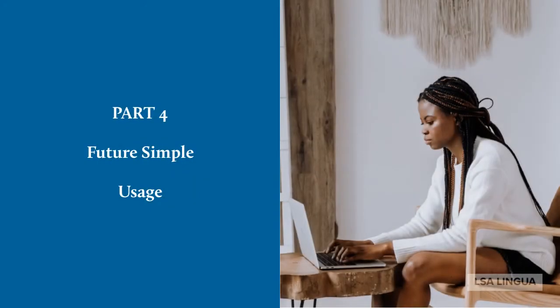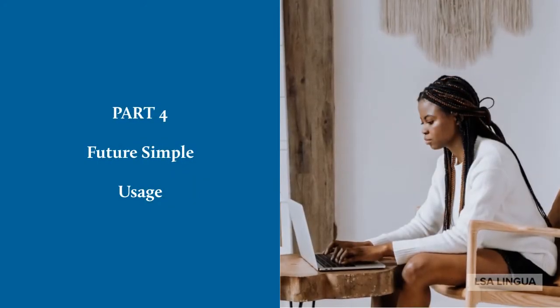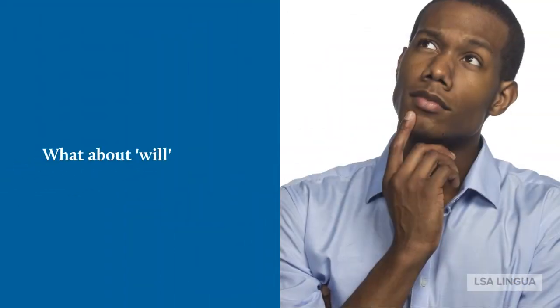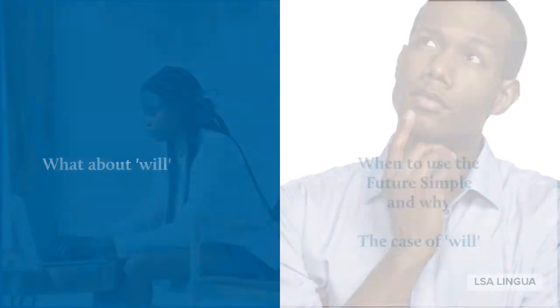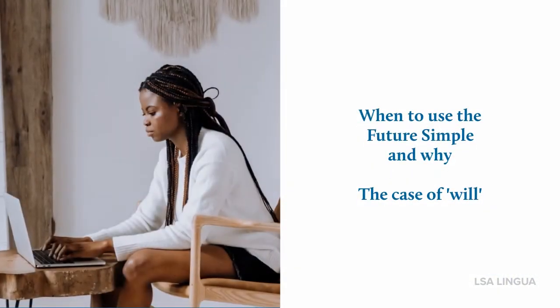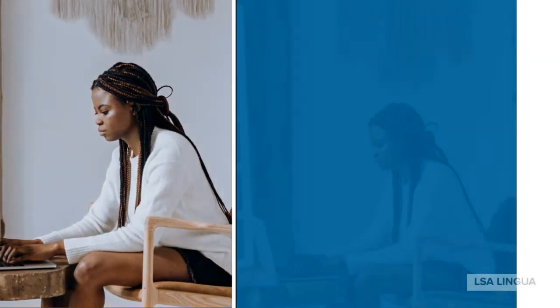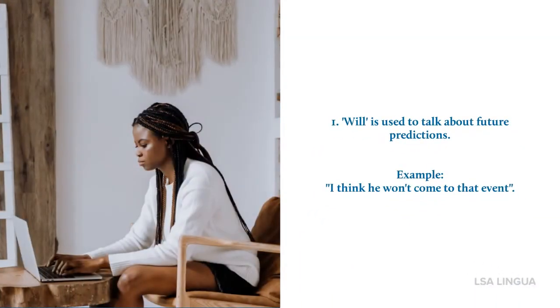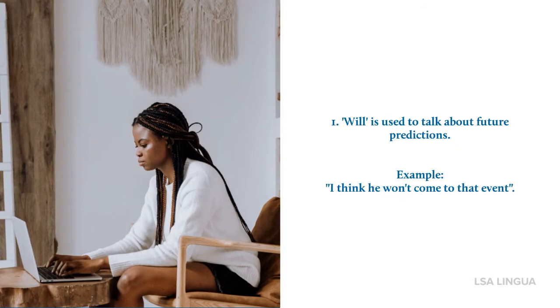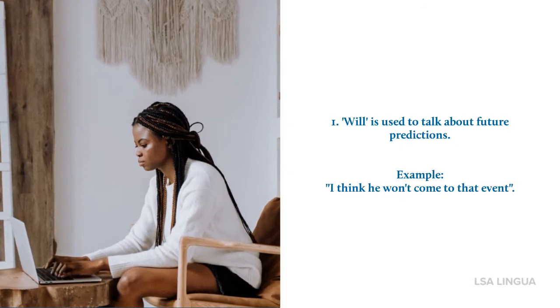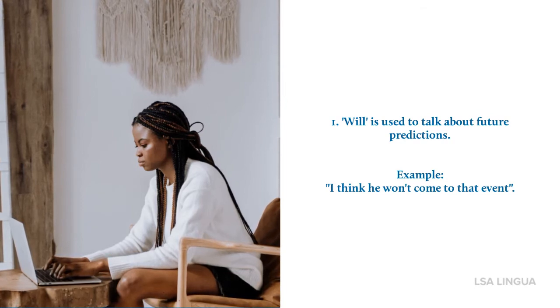Part 4, future simple, usage. How to use will. When to use the future simple and why. The case of will. So will is used to talk about future predictions. On the one hand, we can discuss future facts, and on the other hand, we can talk about less certain events. For example, I think he won't come to that event.